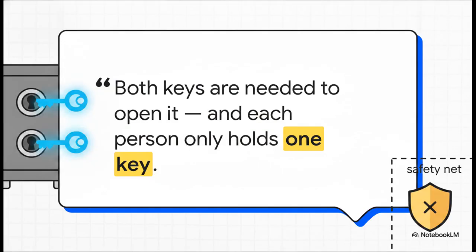I love this analogy. Think of it literally like a safe with 2 locks. Both keys are needed to open it, and each person only holds one key. Why does this matter so much? Well, if one person held both keys to the safe, they could easily create a fake payment to a fraudulent account, release it themselves, and there would be absolutely no one there to catch them. Dual authorization is your safety net.